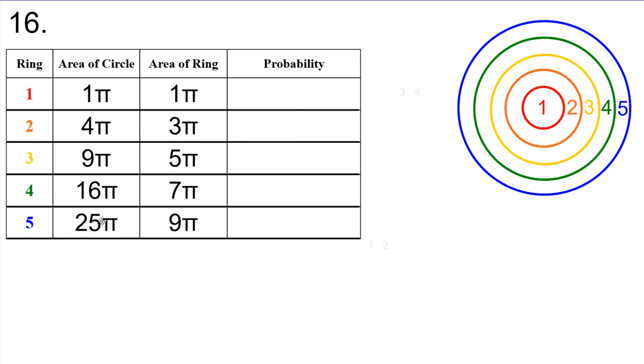So to find the probability a dart thrown at random would be a bullseye, it would be the area of the ring, which is 1 pi, out of the total 25 pi. So that fraction would be written like this. So 1 out of 25, which when we put in our calculator is going to be about 4%. Okay, so then the next one would be 3 out of 25, which is 12%. And then after that would be 5 out of 25, 7 out of 25, 9 out of 25.